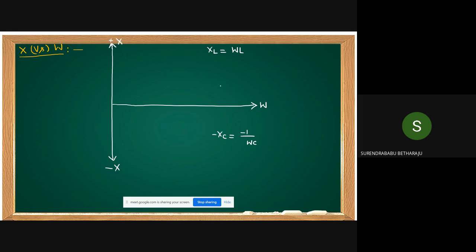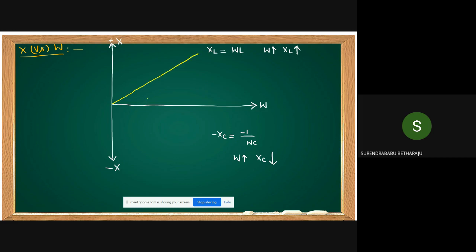Now if you draw it, if omega increases, what happens to XL, students? Increases. If omega increases, what happens to XC? Reduces. Then if you draw the curve, if omega increases, XL also increases.